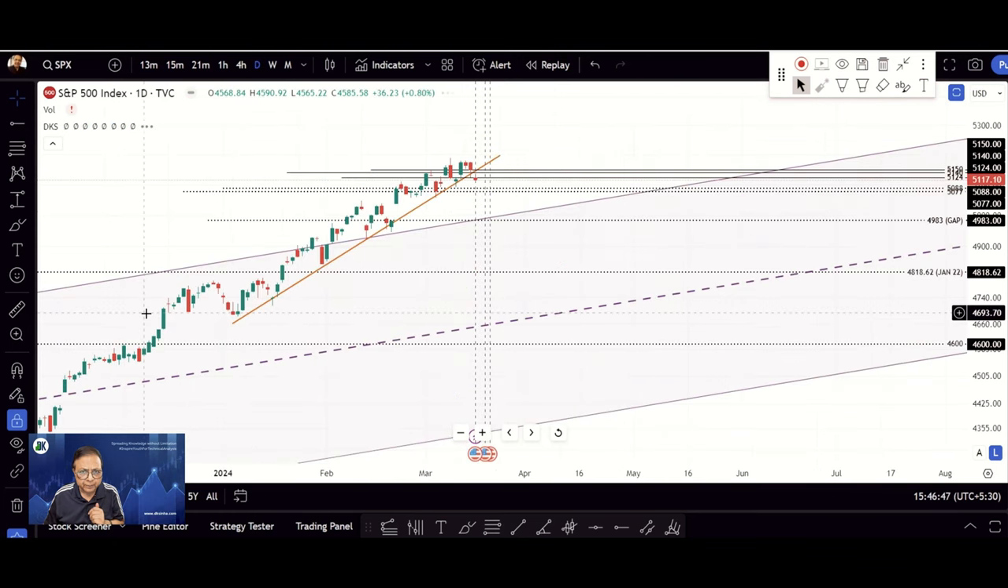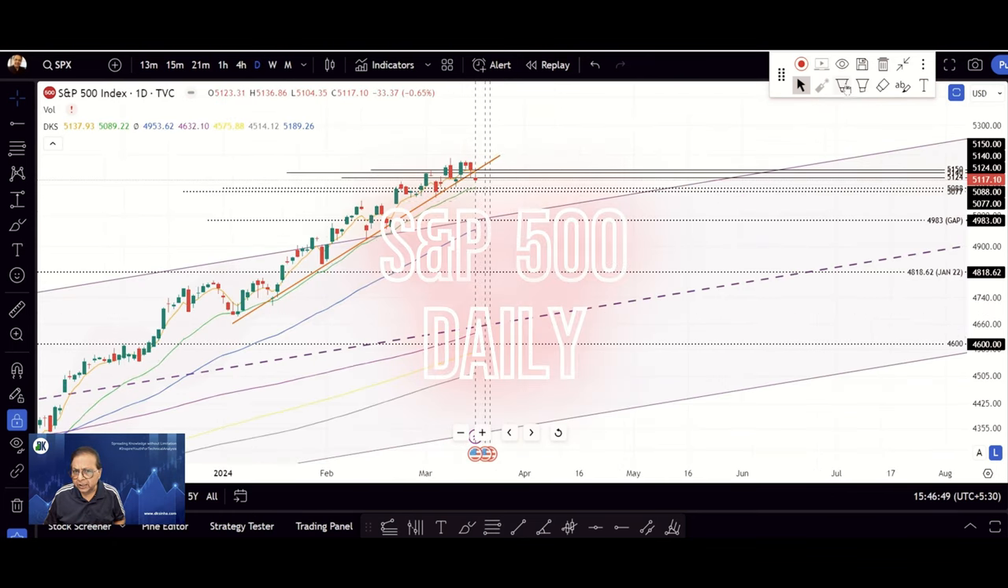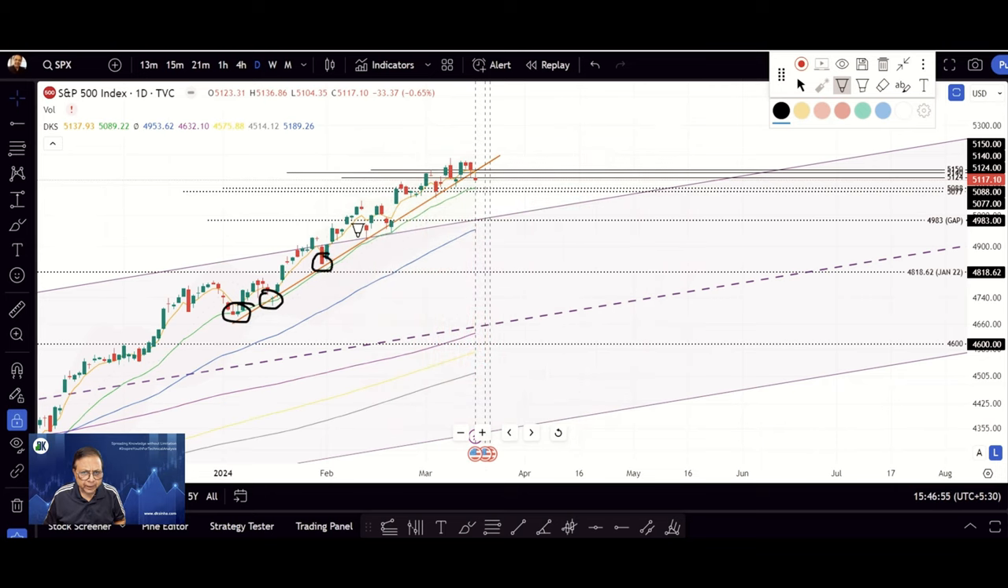Let us go to the daily price chart and look at the price action. This was the trend line which was acting as dynamic support with multiple touch points.